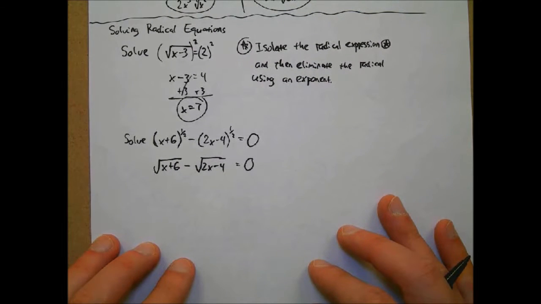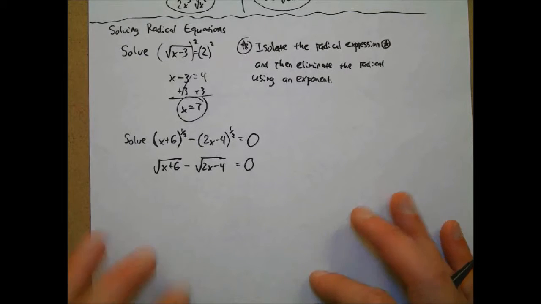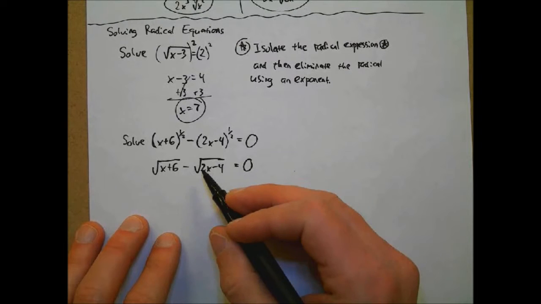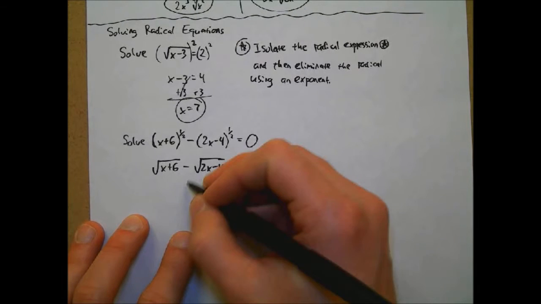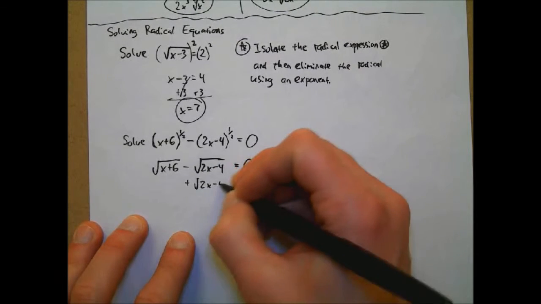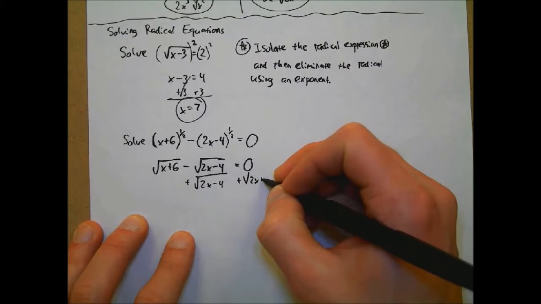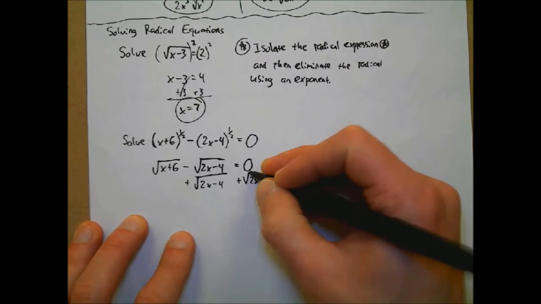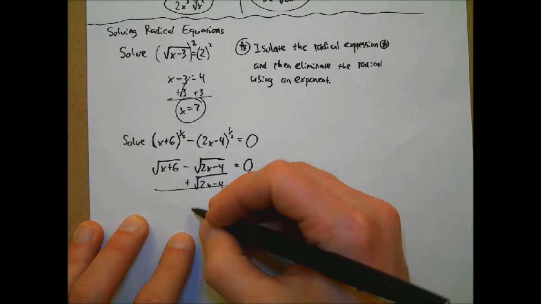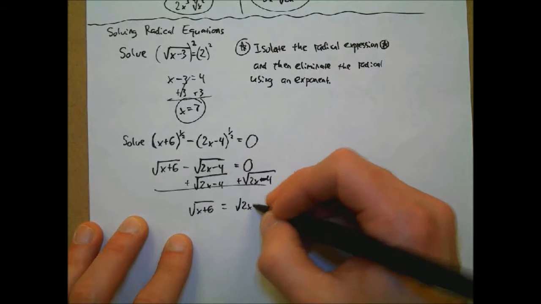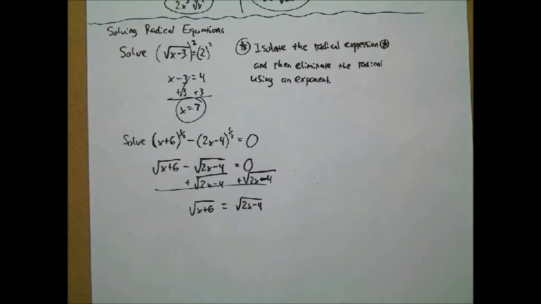To isolate the square roots, to get them by themselves, we're going to take this one and add it over. So we're going to add the square root of 2x minus 4, this whole quantity, to both sides. And so I get root x plus 6 equals root 2x minus 4. Okay? So we're adding it over, and now they're isolated, right?